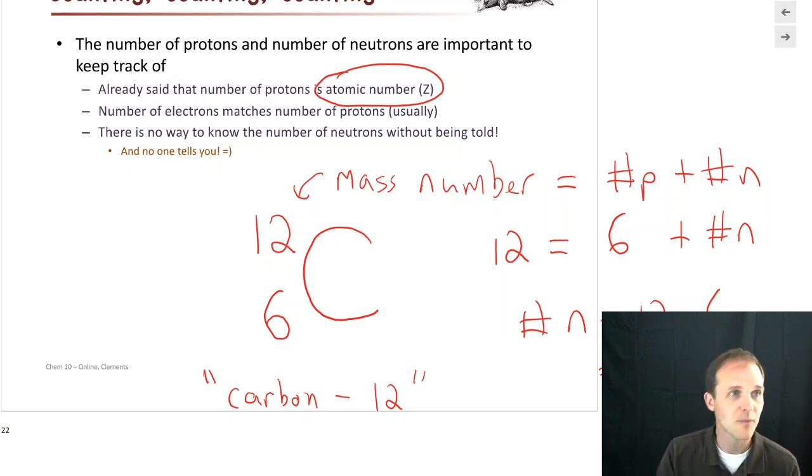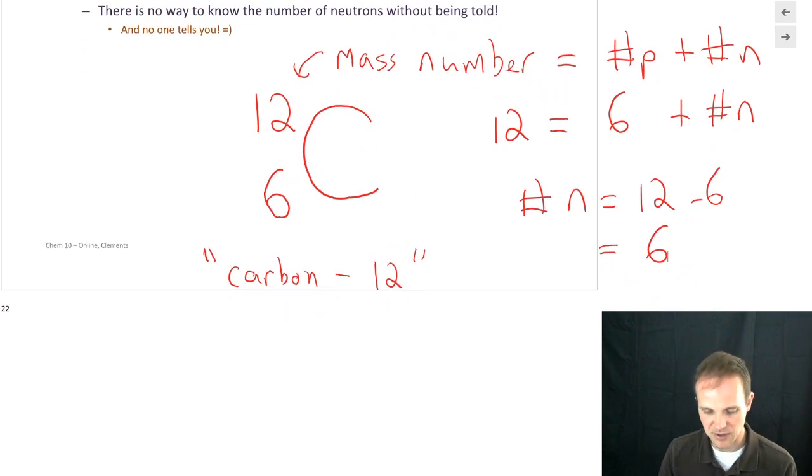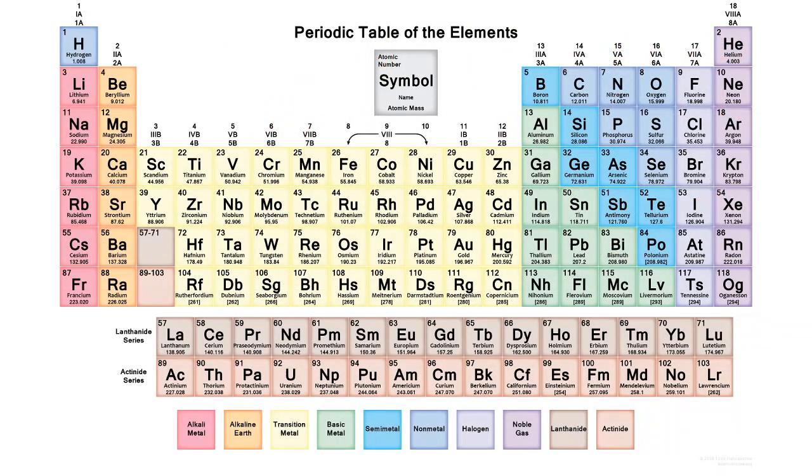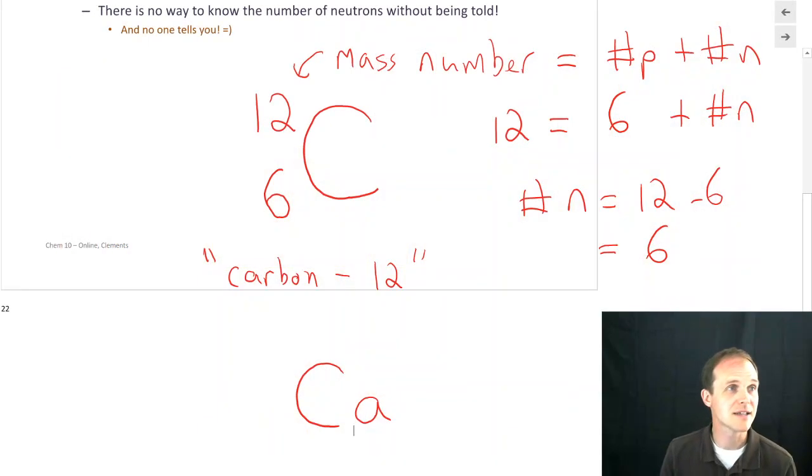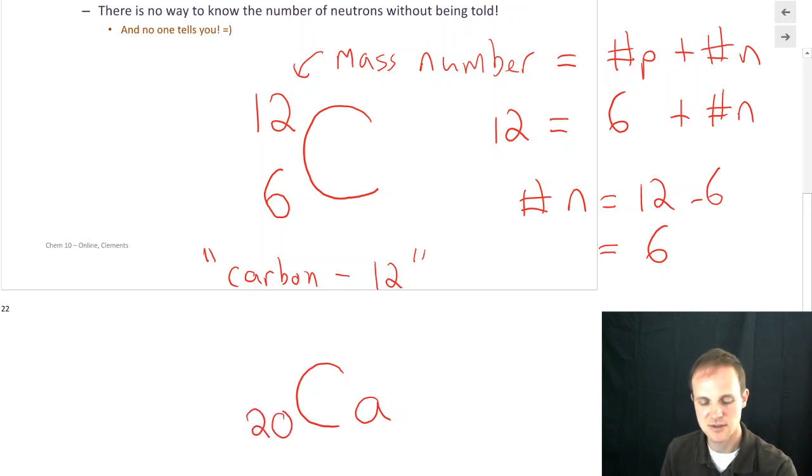Alrighty, so what if I had a different element on the periodic table? Let's go down and pick calcium. Find calcium on the periodic table. It's an alkaline earth metal. Do you remember those ones in the second group? It's number 20. So we're going to take calcium and write that down there. And it's number 20. Where do I put the 20? On the top or on the bottom? Right, number of protons goes on the bottom.